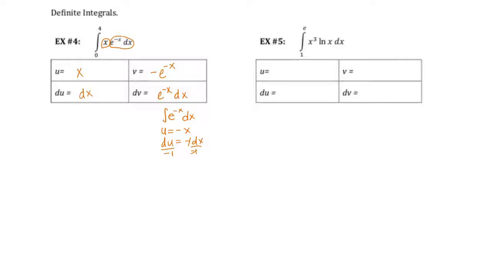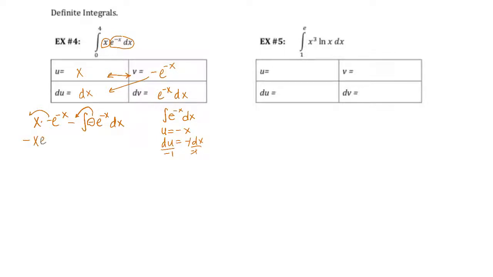Okay, now we're ready to go over here and do our integration by parts. So we are going to have uv, so that's x times negative e to the negative x minus the integral of v du. So v is negative e to the negative x, and then dx. So before I integrate this second part, I would go ahead and take this negative, and let's move it on the outside.